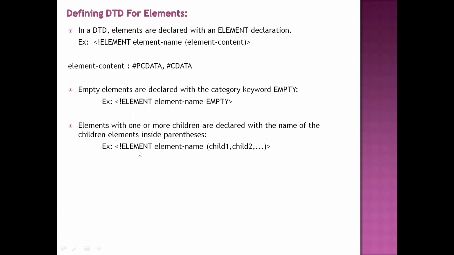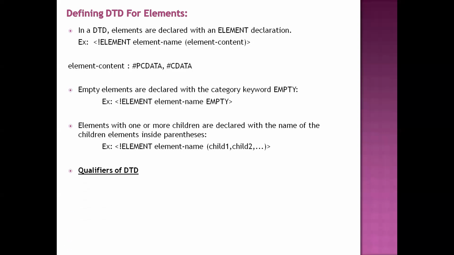It is also specified by using the element tag, the name of the element, the number of elements, and the order of the elements: child 1, child 2, child 3. In whichever order you write the child elements, in the same order you have to specify those elements in the XML document. You should not change that order in the XML document.